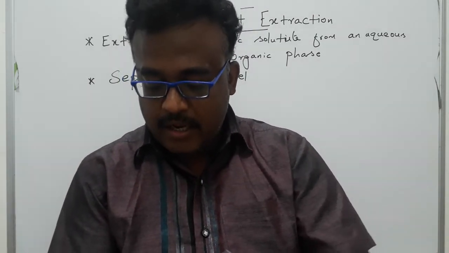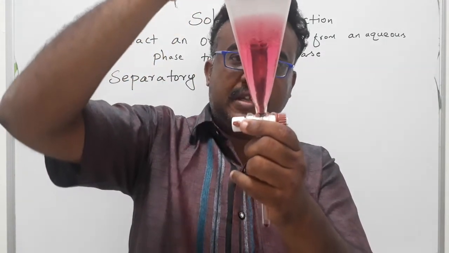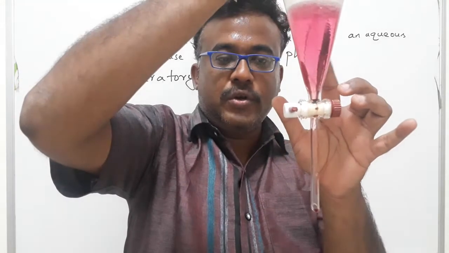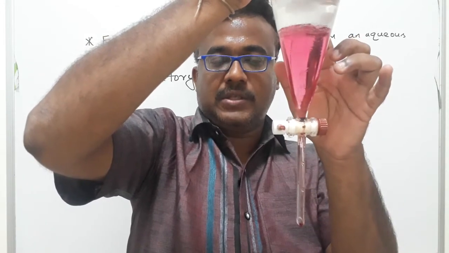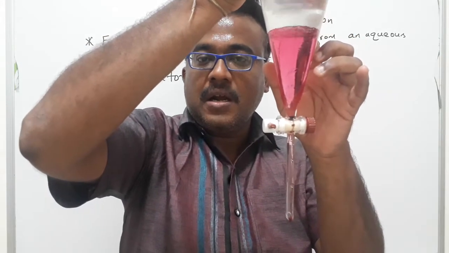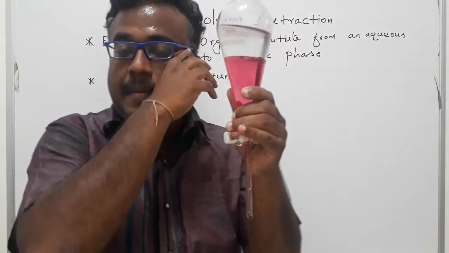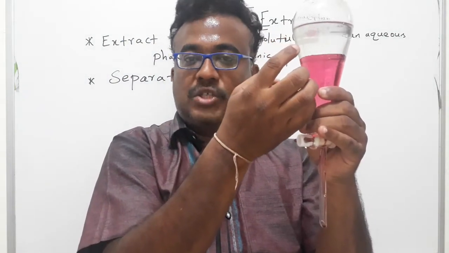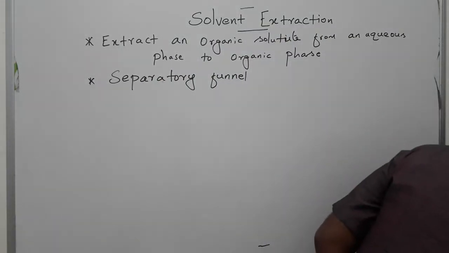When I added iodine, you can see what happened. The iodine solute is more distributed in the organic solvent than in the aqueous solvent, because iodine is a kind of non-polar molecule. It is expected that it will be more distributed in the organic solvent, but it is not that soluble in the aqueous phase. That will be defined by the distribution coefficient.